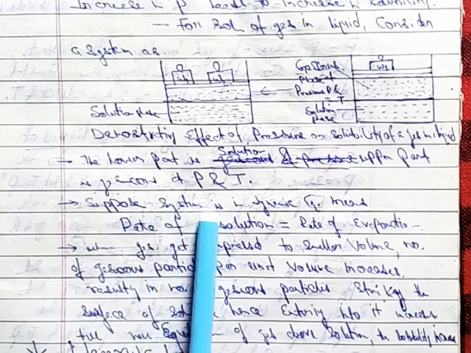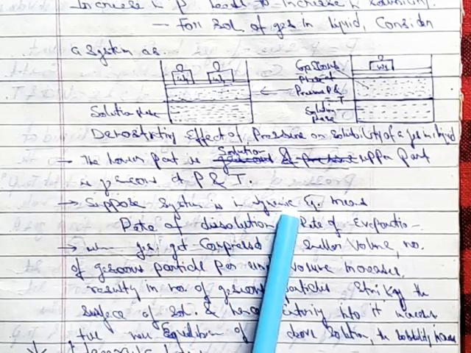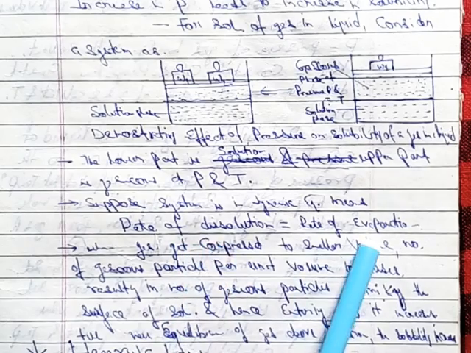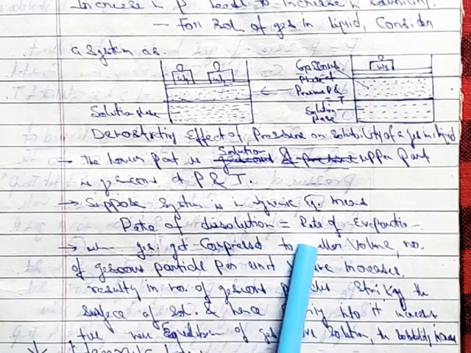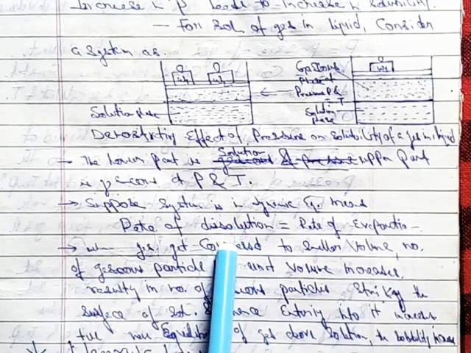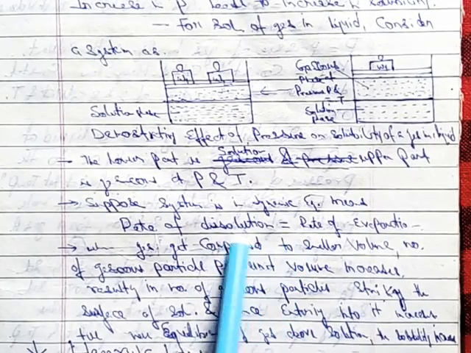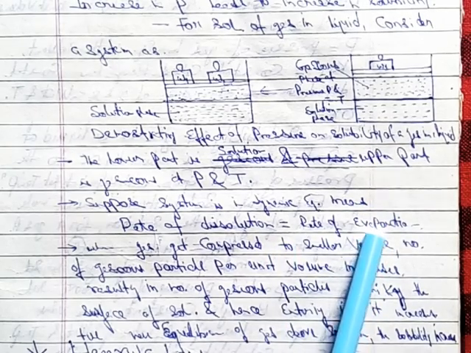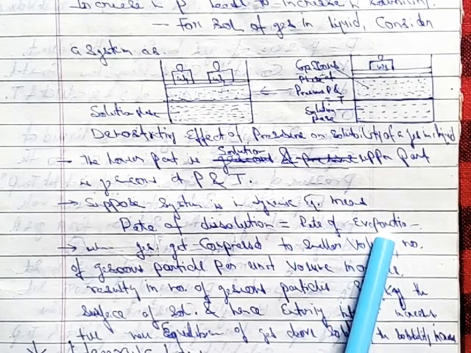So if that is the condition, dynamic equilibrium means this only: the two opposite rates become equal. Rate of dissolution will equal rate of evaporation. The amount of gas which is getting dissolved is called dissolution, and the amount of gas which is getting evaporated from the solution is called evaporation.